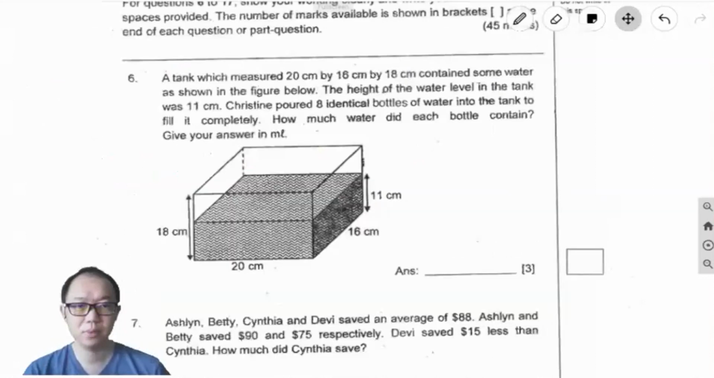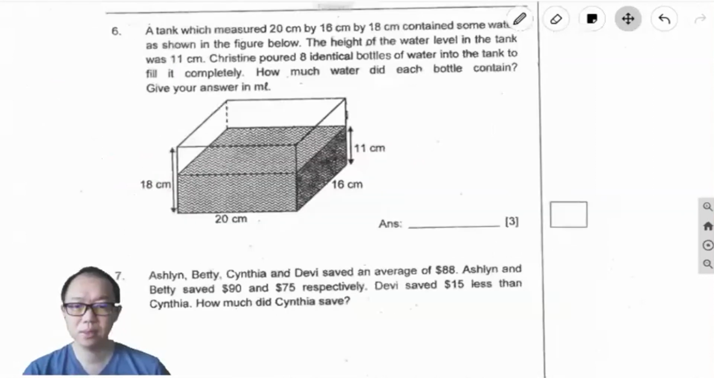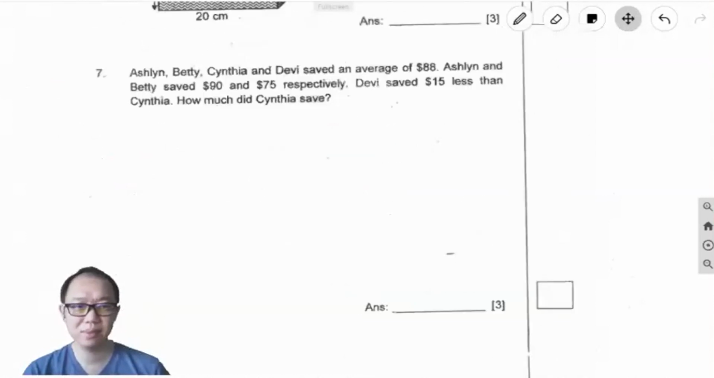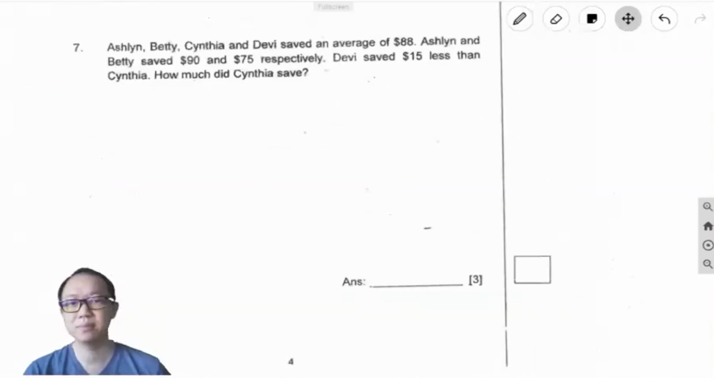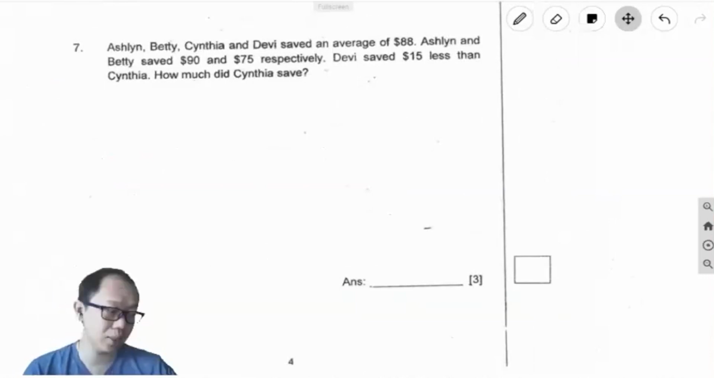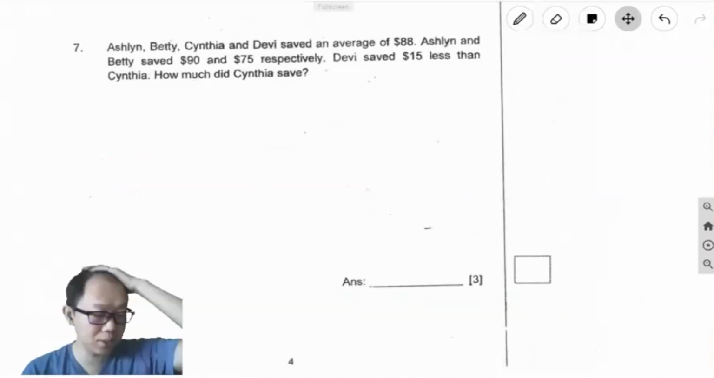Skip, I don't want to do volume. Volume skip. Okay, average question. Oh, this one looks tough. It's 3 marks. Not so fast. 280. Oh, by the way, your question 6 was wrong. Tadio messaged me. In case you want to do volume, question 6 answer is 280.